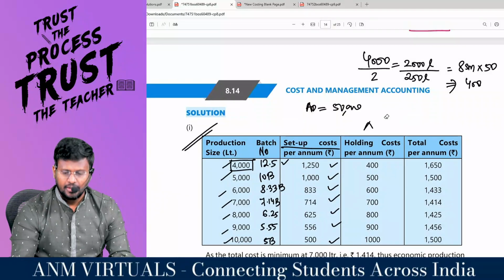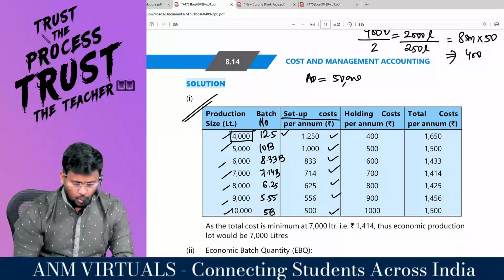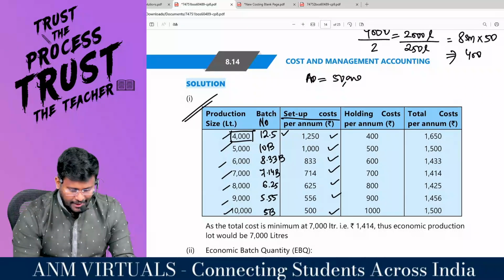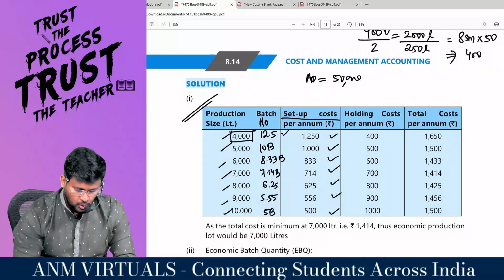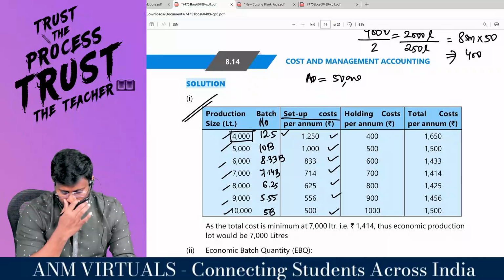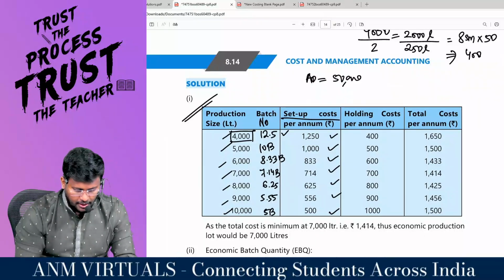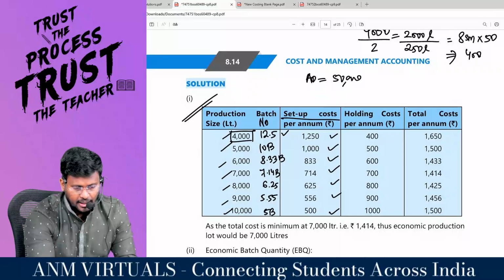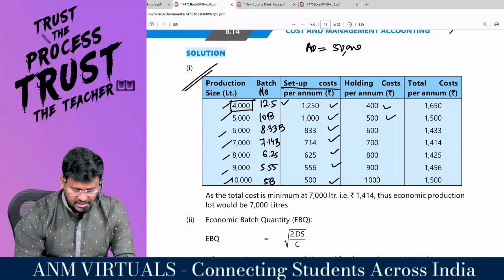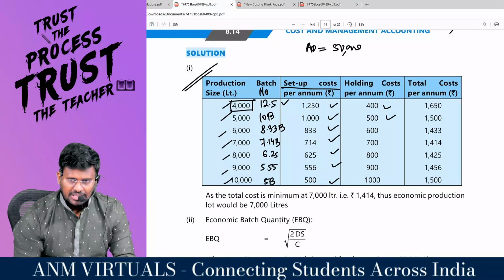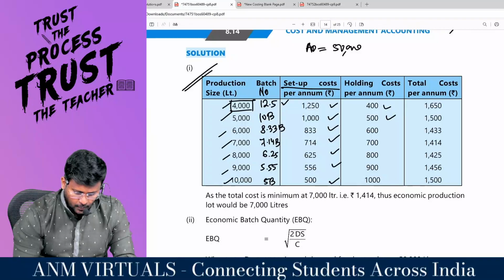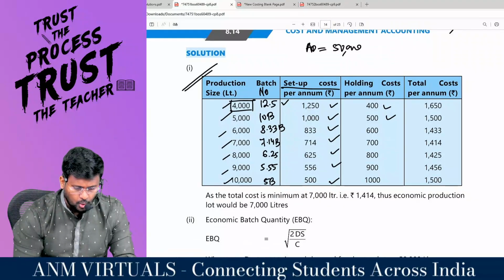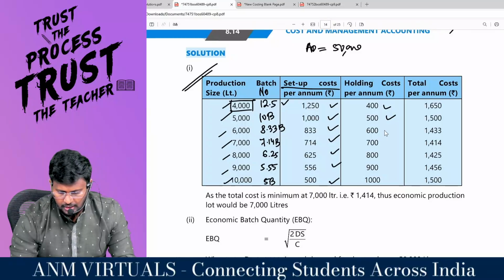Now I think I can easily do the remaining, correct? 5,000 divided by 2, average 2,500, divided by 250 per square meter means how many square meters needed? 10 square meters. 10 into the cost per square meter, 50. 10 into 50, getting it? Next one, 6,000 divided by 2 is 3,000. 3,000 divided by 250, how many square meters needed? 12. 12 into 50 comes to 600.